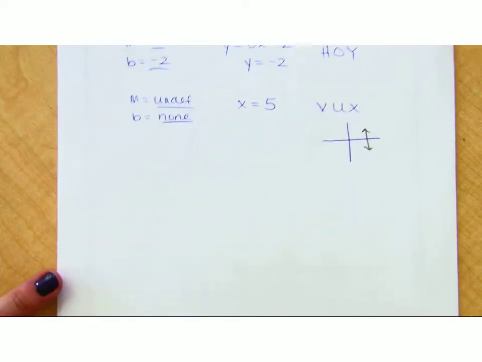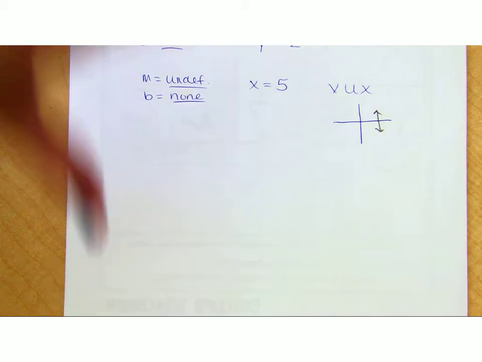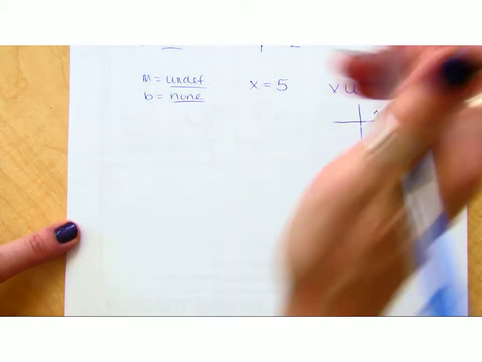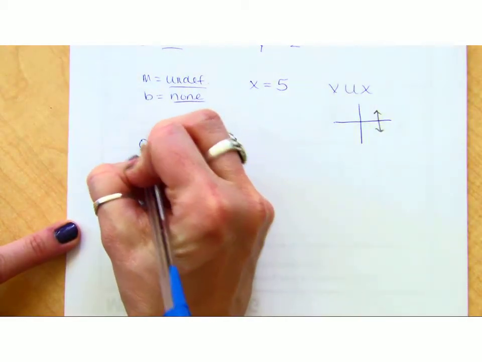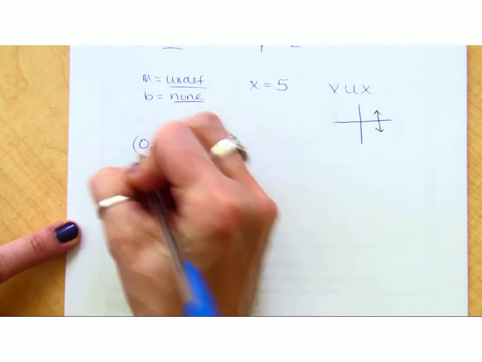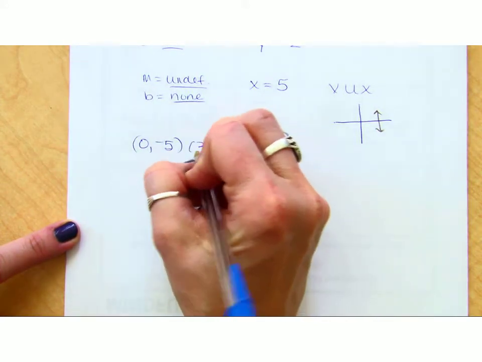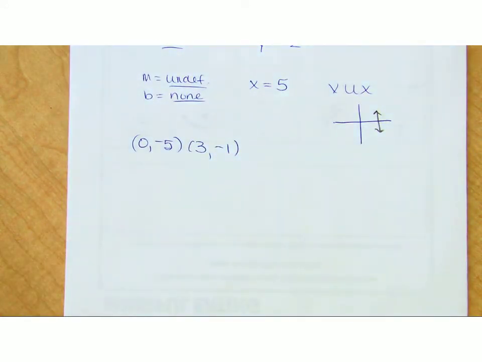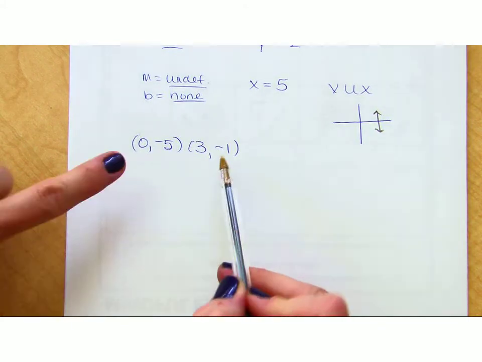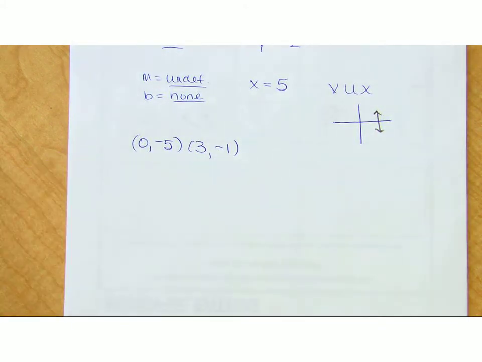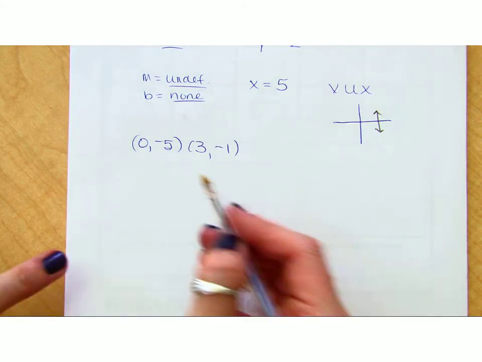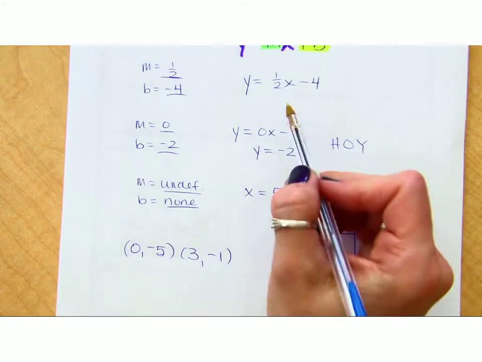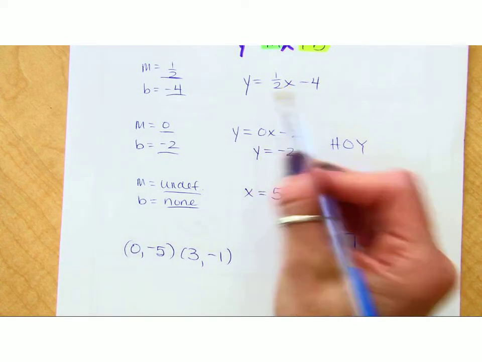Now, are you ready for the new part? Okay, that's all stuff you know how to do. If I give you a line that says 0, -5, and 3, -1, take a minute to see what you could possibly do to figure out how to write this. Because how many points do you need to make a line? 2. Here they are. That will make a line. What would this line look like in slope-intercept form?